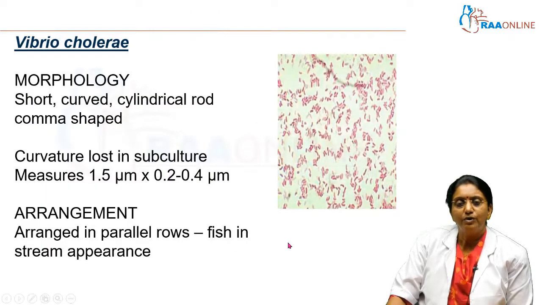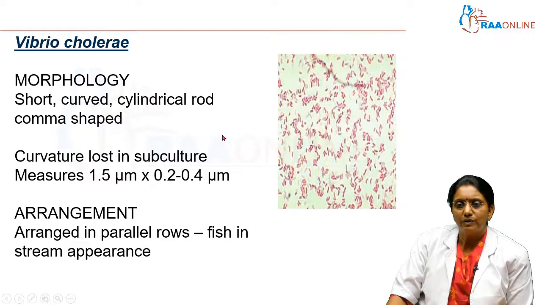Now coming on to the morphology of Vibrio cholerae, before going on to the disease as such, we have to know that they are very short bacteria, they are curved and cylindrical. So we call it comma shaped. You cannot expect a perfect comma in your gram stain, but you can see some bacteria which are slightly curved, as you can see in this one and this bacteria.